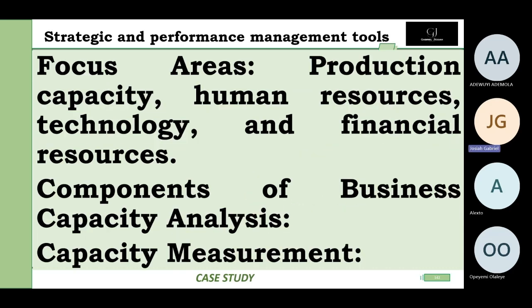So areas of focus in business capacity analysis include production. For example, a company that deals in producing goods from raw materials to the finished goods stage. So production is an area a company could lack capacity. The human resource area is also an area where a company could lack capacity or build capacity. The technological area and the financial area are focus areas in business capacity analysis. So the components of business capacity analysis: the first component is capacity measurement.